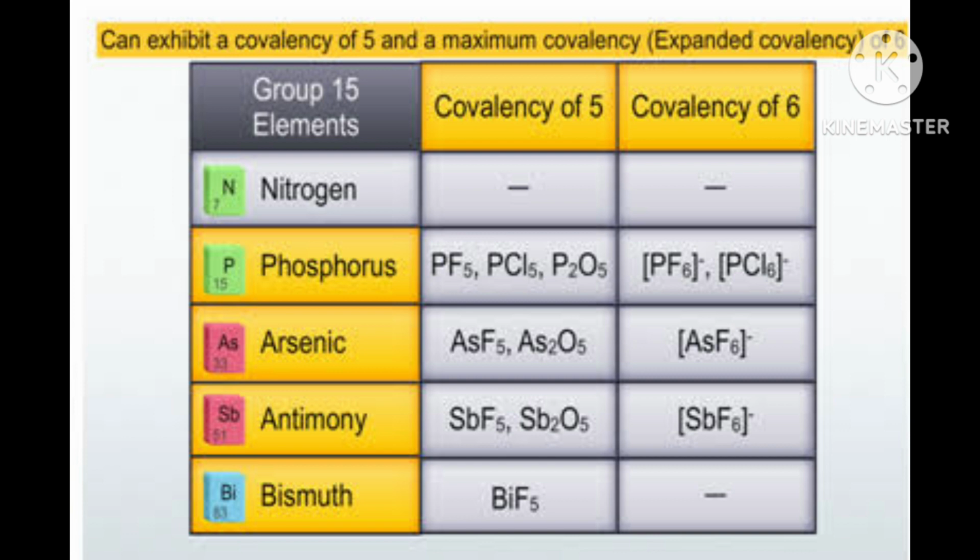The stability of +5 oxidation state decreases and that of +3 state increases. Why? Due to the inert pair effect down the group. This question is asked. Again, the stability of +5 oxidation state decreases and that of +3 state increases due to the inert pair effect down the group.